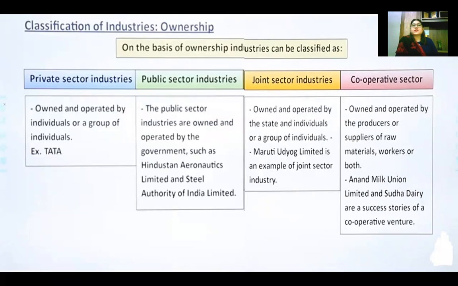Okay. Public sector industry. So you know what the word public means. When public comes, it means it is related to the government. Public sector industries are owned and operated by the government, like Hindustan Aeronautics Limited and SAIL, Steel Authority of India Limited.